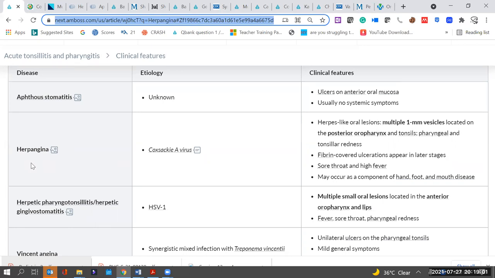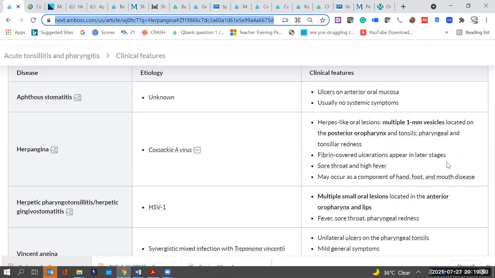Herpes-like oral lesion. Please don't confuse herpangina with the herpes infection. It's totally different from that. Even the organism is different. The lesion is almost the same, you will see a herpes-like oral lesion, but the causative agent is totally different. Here the causative agent is Coxsackie A virus. The lesion you will find mostly in the posterior oropharynx and tonsils, and pharyngeal involvement will be there. Fibrin-covered ulceration appears in the later stages. So initially only vesicles, and later on they will convert into ulcers.